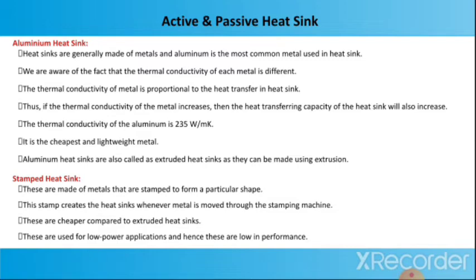Next, we'll talk about stamped heat sinks. These are made up of metals that are stamped to form a particular shape. The stamping creates the heat sinks whenever metal is moved through the stamping machine. These are cheaper compared to extruded heat sinks. These are used for low power applications, and hence these are low in performance.